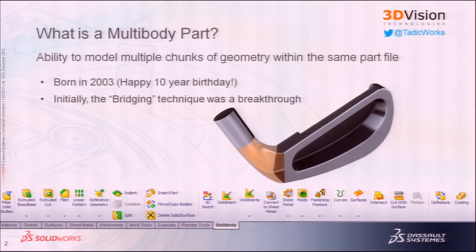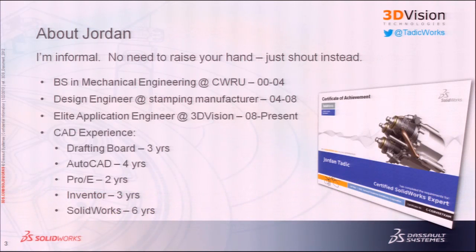So my definition of multi-bodies is the ability to model multiple chunks of geometry within the same part file. All right, so not too technical, but that's it in a nutshell. The items that we're going to be covering today range all over the place. I actually tried to make a multi-body tab to my command manager. I thought it might be helpful, but I ended up putting every single feature on it because multi-bodies apply to everything. So it doesn't really narrow down to just a few industries.